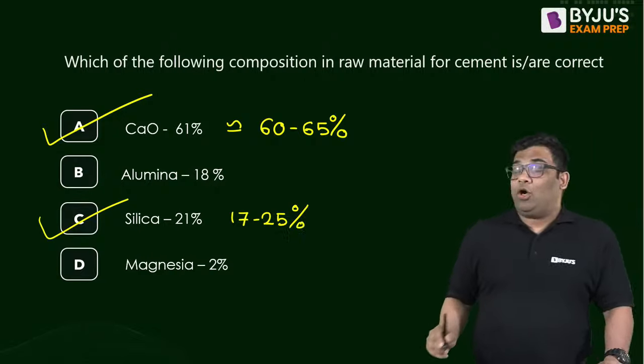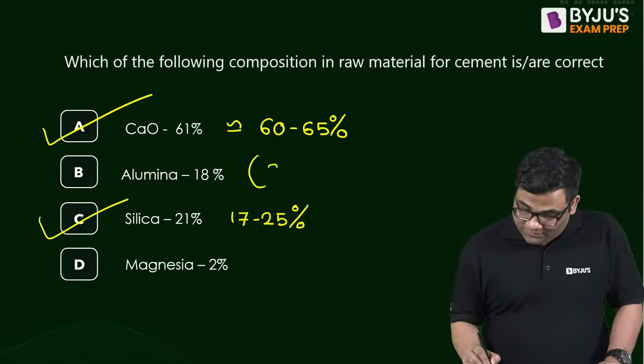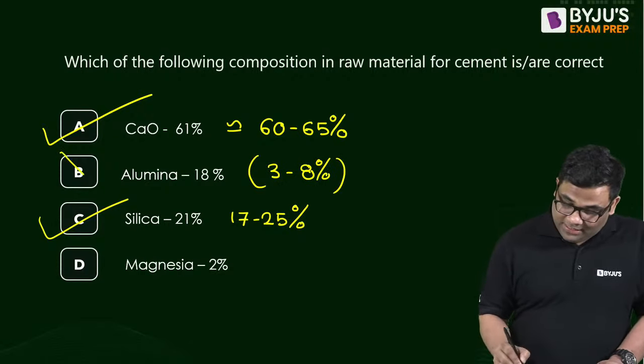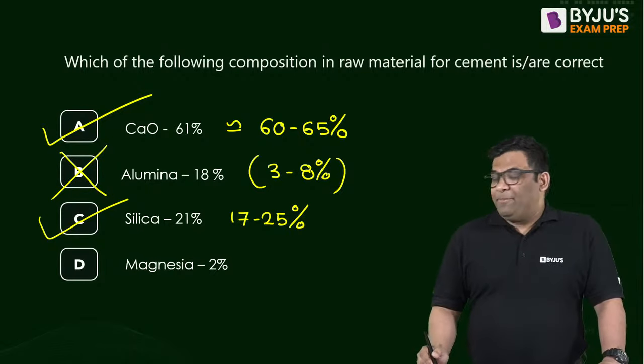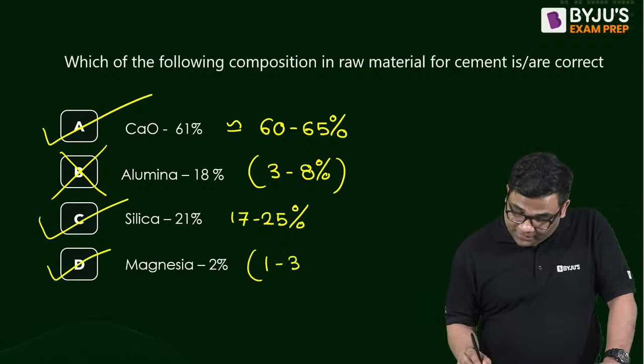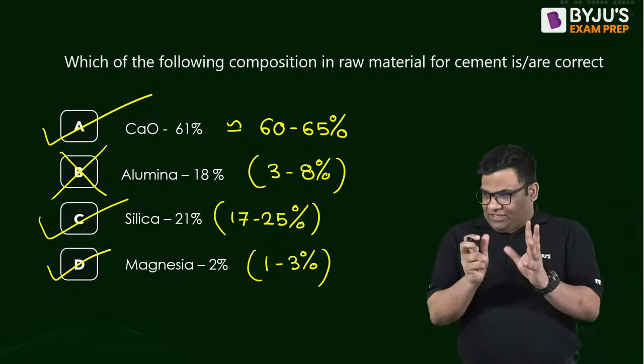But alumina is not 18%. Alumina ranges from 3 to 8%, so this is wrong. And magnesia is also correct because it varies from 1 to 3%. Yes, you don't have to remember the exact values, you have to remember the range.